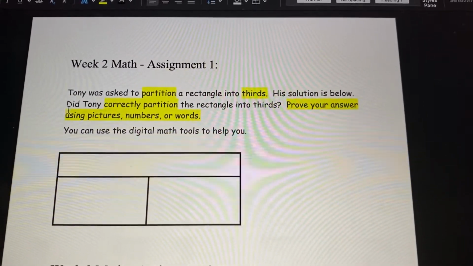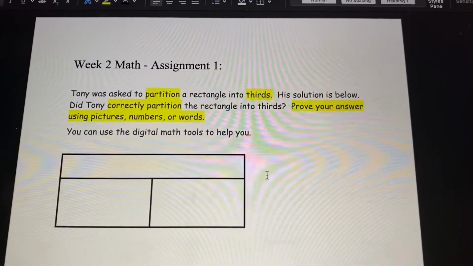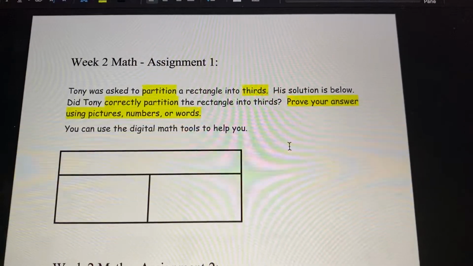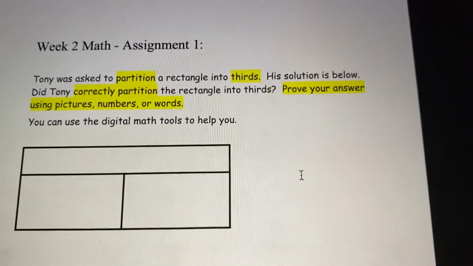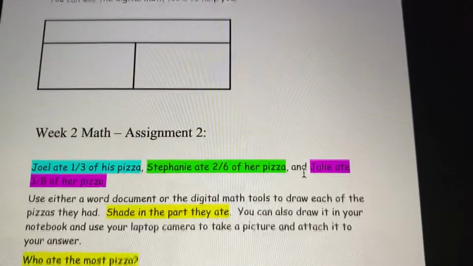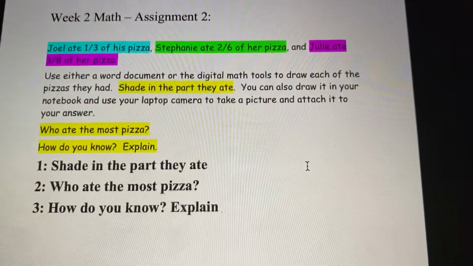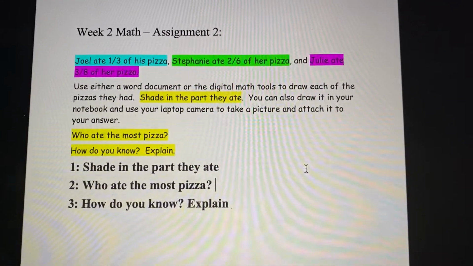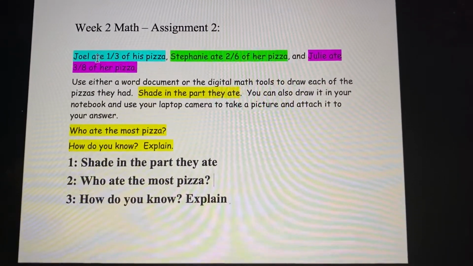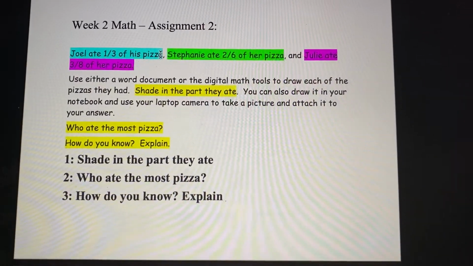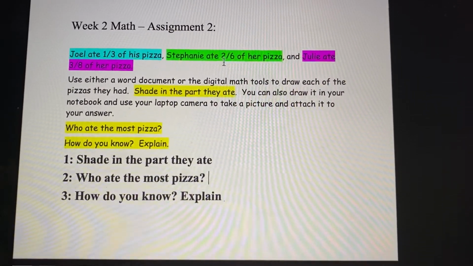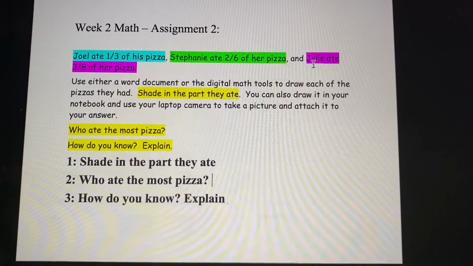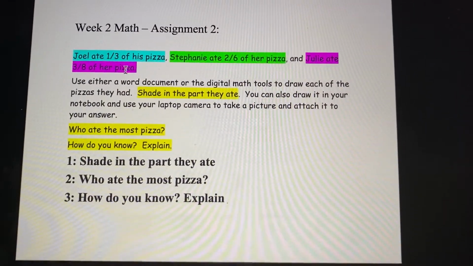Okay, so this one is very simple, boys and girls. We've done this before in class, so I know you can do it. And we're gonna go on to assignment 2. Assignment 2, I gave you guys a little help there. Now, assignment 2: Joel ate 1/3 of his pizza. Stephanie ate 2/6 of her pizza, and Julie ate 3/8 of her pizza.